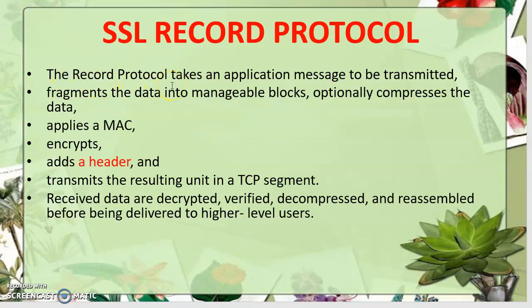So the record protocol takes an application message to be transmitted and then fragments the message into manageable blocks, optionally compresses the data, then adds a MAC, encrypts, adds a header, and transmits the resulting unit in a TCP segment. The received data are decrypted, verified, decompressed, and reassembled before being delivered to higher level users. This is what we have shown.